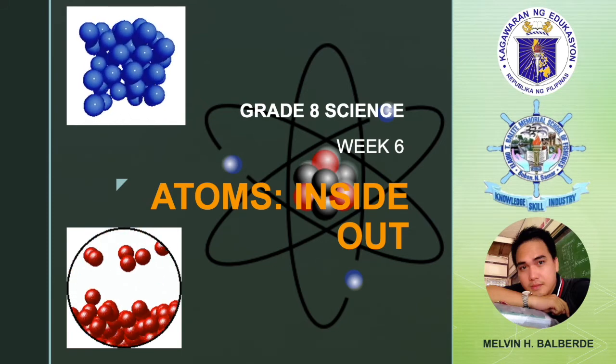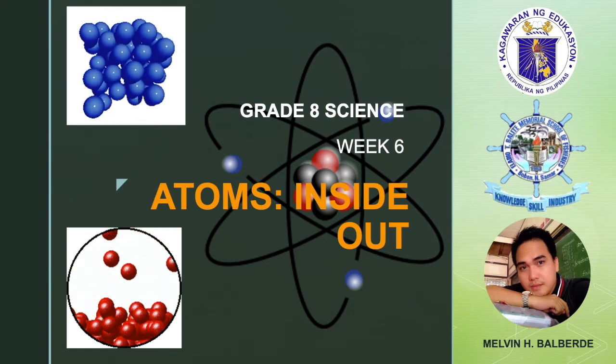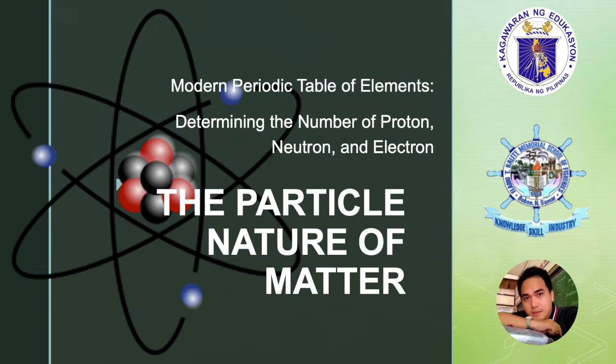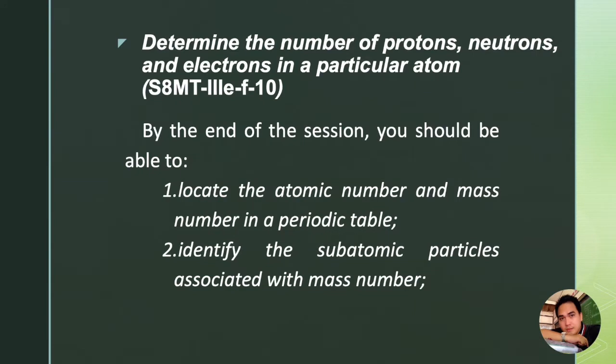Ngayong araw ay pagpapatuloy natin ang pag-aaral ng atoms. Pagkukulan natin ng pansin kung paano ba i-determine ang number ng proton, neutron, and electron ng isang atom ng kahit anong element na makikita sa modern periodic table of elements. For our most essential learning competency, we have determine the number of protons, neutrons, electrons in a particular atom.